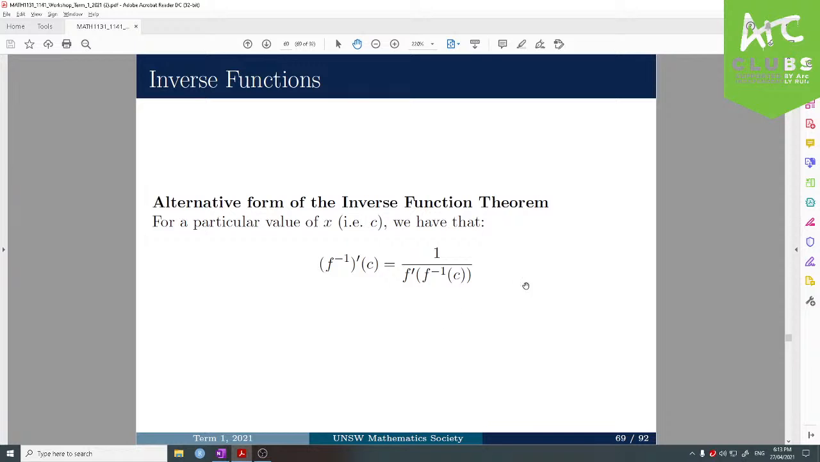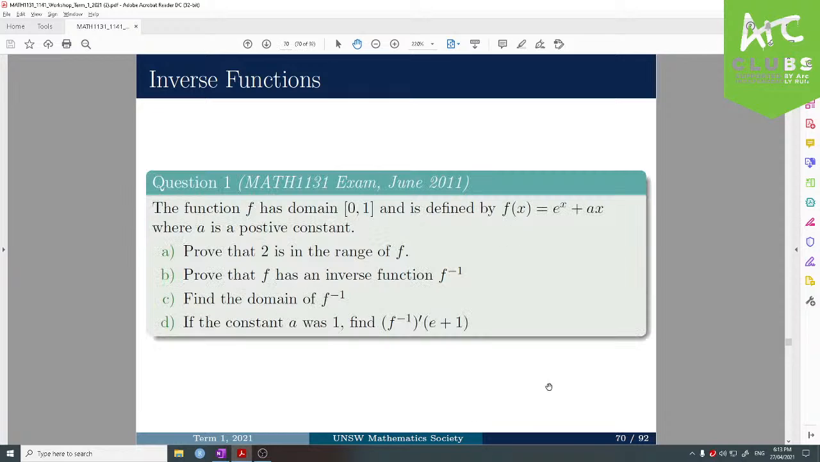So the first example question we're going to do has a few parts to it. The inverse function theorem will kick in at part D, and parts A, B and C are just going to basically set us up with the inverse function theorem. The overall question is: the function f has a domain that goes from 0 to 1 and is defined by e to the power of x plus ax, where a is a positive constant. Part A asks you to prove that 2 is in the range of f.